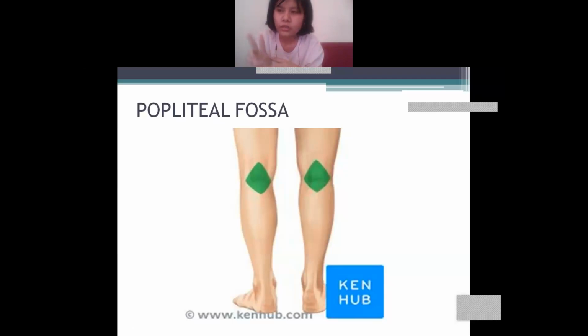So that's why you always use 3 fingers, or 2 fingers also you can use. You can check it by placing your 3 fingers or 2 fingers here, in the popliteal fossa. You will be able to feel your pulse in this area, the popliteal fossa. Okay, shall we move to the next?